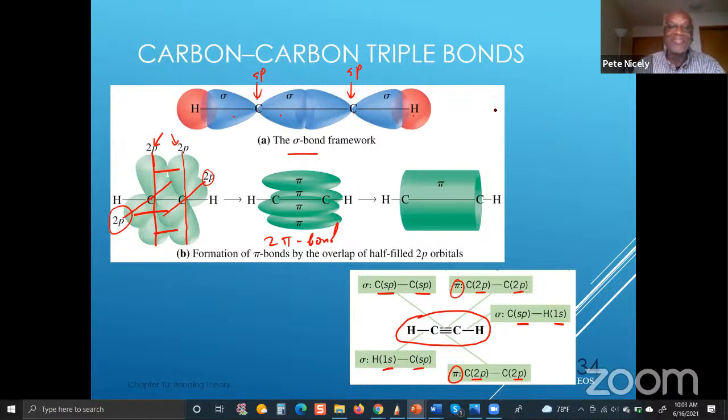And just to summarize, all single bonds are sigma bonds. So single bonds are made up of just sigma bonds. Double bonds will be made up of one sigma and one pi bond. And then triple bonds are made up of one sigma bond and two pi bonds. So that's basically a summary of the bonding situations when it comes to organic molecules, carbon to carbon single, double, and triple bonds.